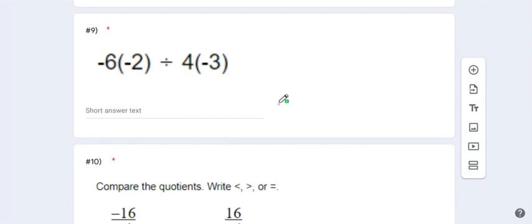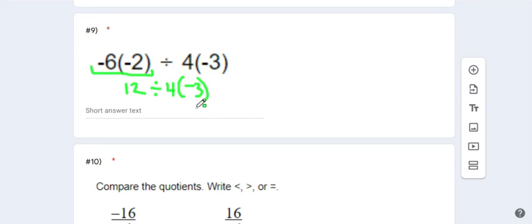Okay, look at number 9 here. In number 9, I have negative 6 times negative 2 divided by 4 times negative 3. Okay, so I'm going to multiply and divide from left to right. So I see this first. What's negative 6 times negative 2? That is 12, right? I still need to divide by 4 and multiply by negative 3.